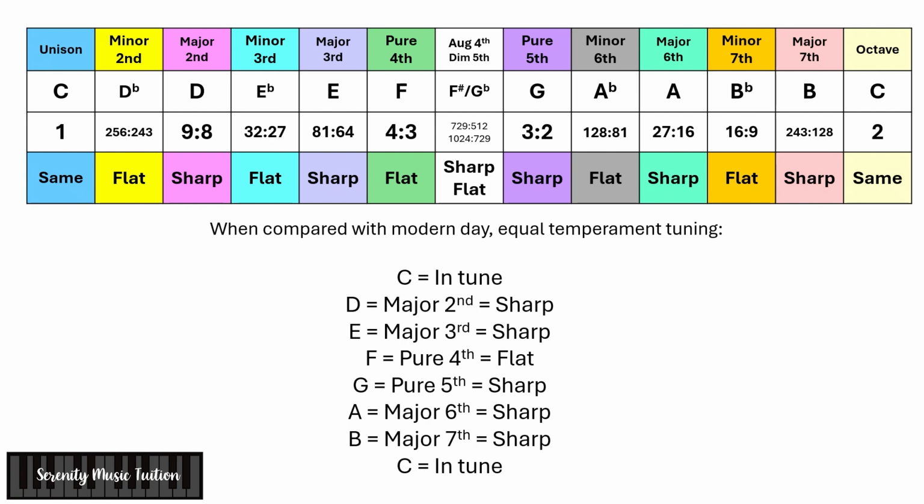The first C and the last C are in tune. The second and third notes created from a major second and major third interval are both sharp. Using the pure fourth interval makes the note flat. And finally, the pure fifth, the major sixth and the major seventh make the resulting note sharp.